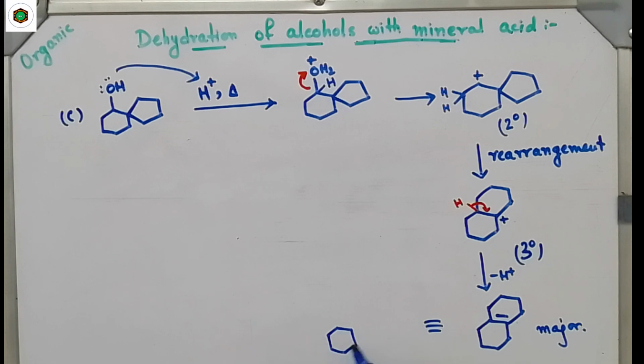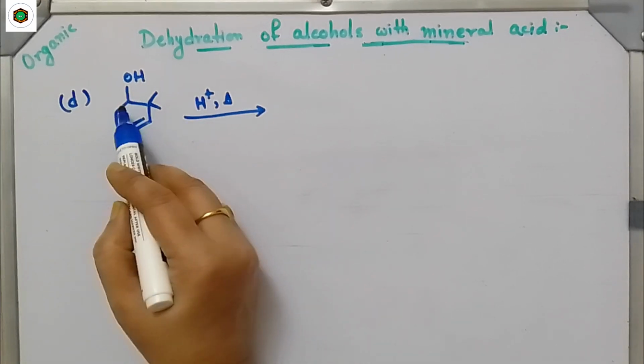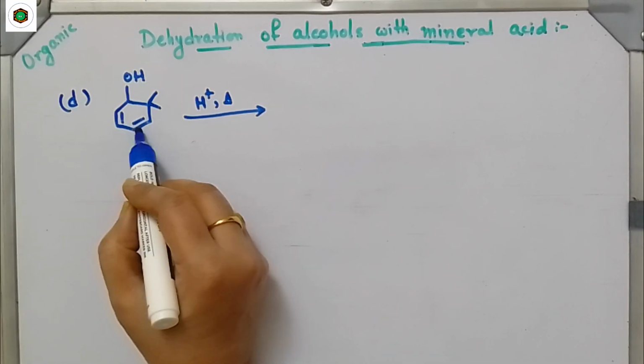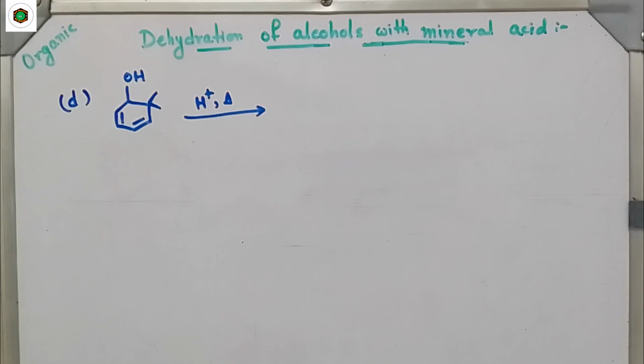Or this product you can write this way also. One 6-membered ring is fused with another 6-membered ring and here a double bond is there. So in any way you can write the product. Now see in the next example, here OH is there, 2 double bonds are there, 2 methyl groups are there.